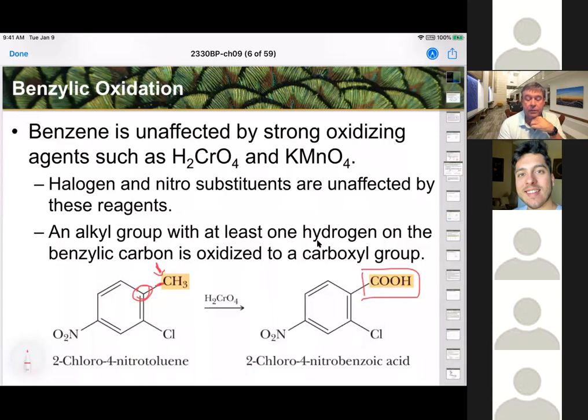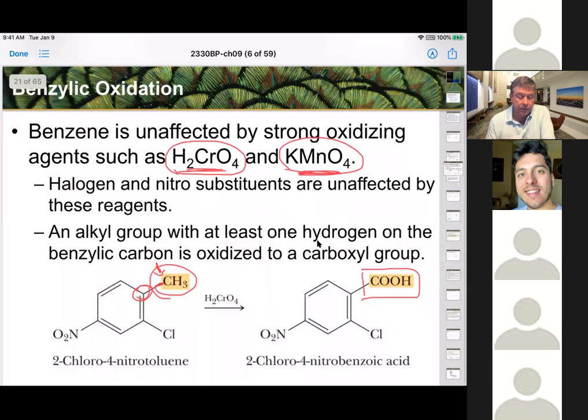And we usually use a really strong oxidizing agent. Now, when we get to our ketones and aldehydes chapter, we're going to look into a lot more about oxidation, and so I'm going to go over these oxidants in that chapter. However, these two are very strong oxidants we'll see again. And they'll oxidize the methyl group or anything, as long as there's at least one hydrogen there, down to a carboxylic acid.